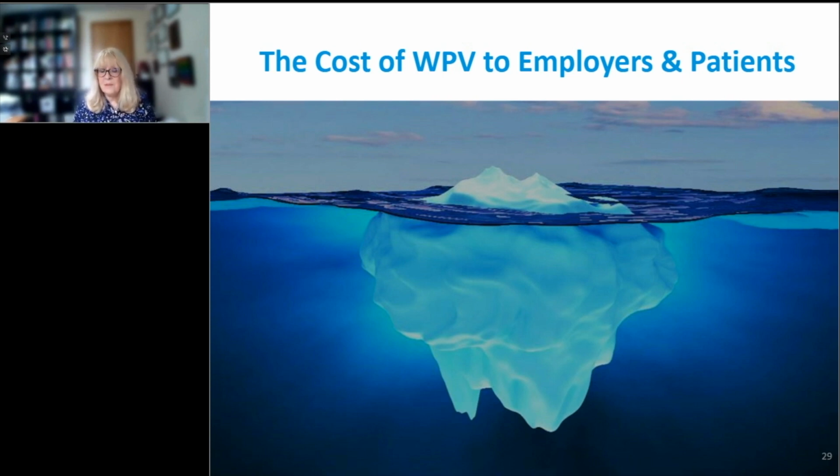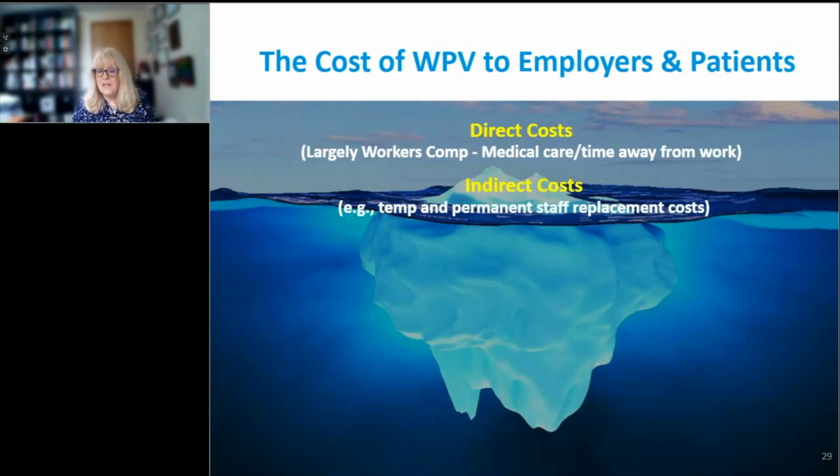So at the top of the iceberg, we have our medical costs. When you're injured on the job, there's time away from work or modified duty. There's a cost associated with that. And then your workers' compensation costs. And we call those the direct costs. Our indirect costs are when we have to replace a nurse or a CNA who is on modified duty or is away from work due to injury. So that replacement costs. And those costs together can be considerable.